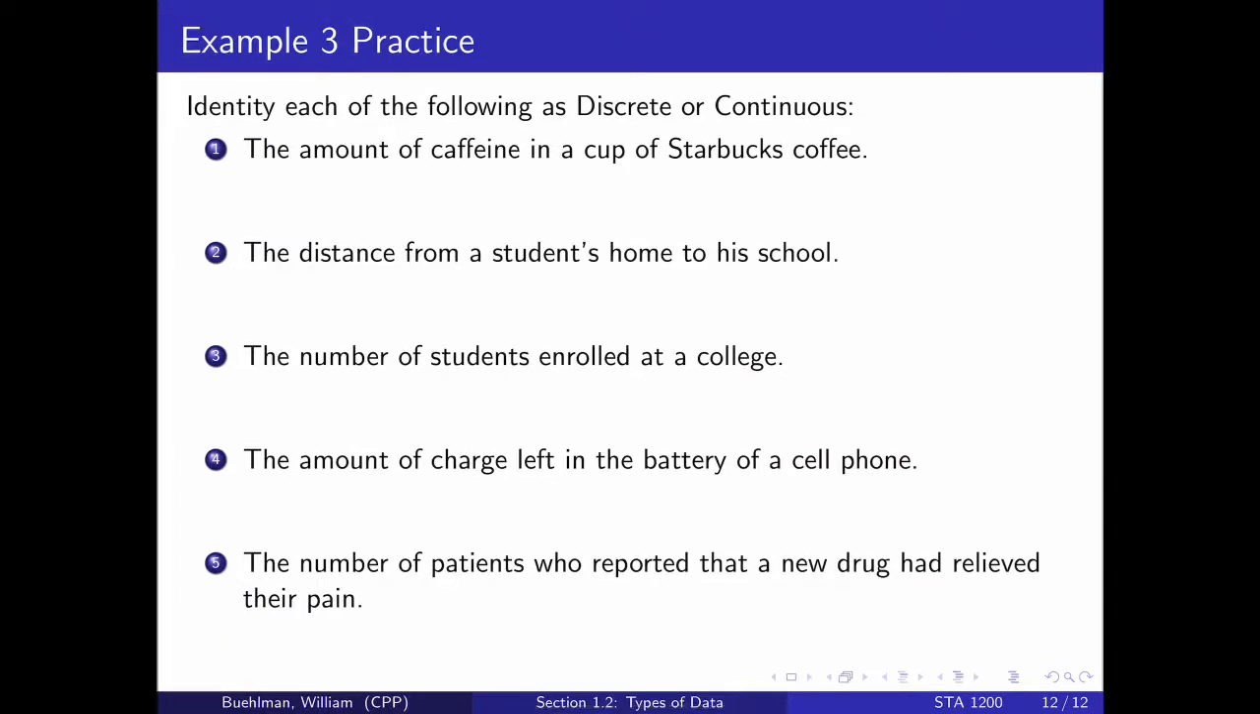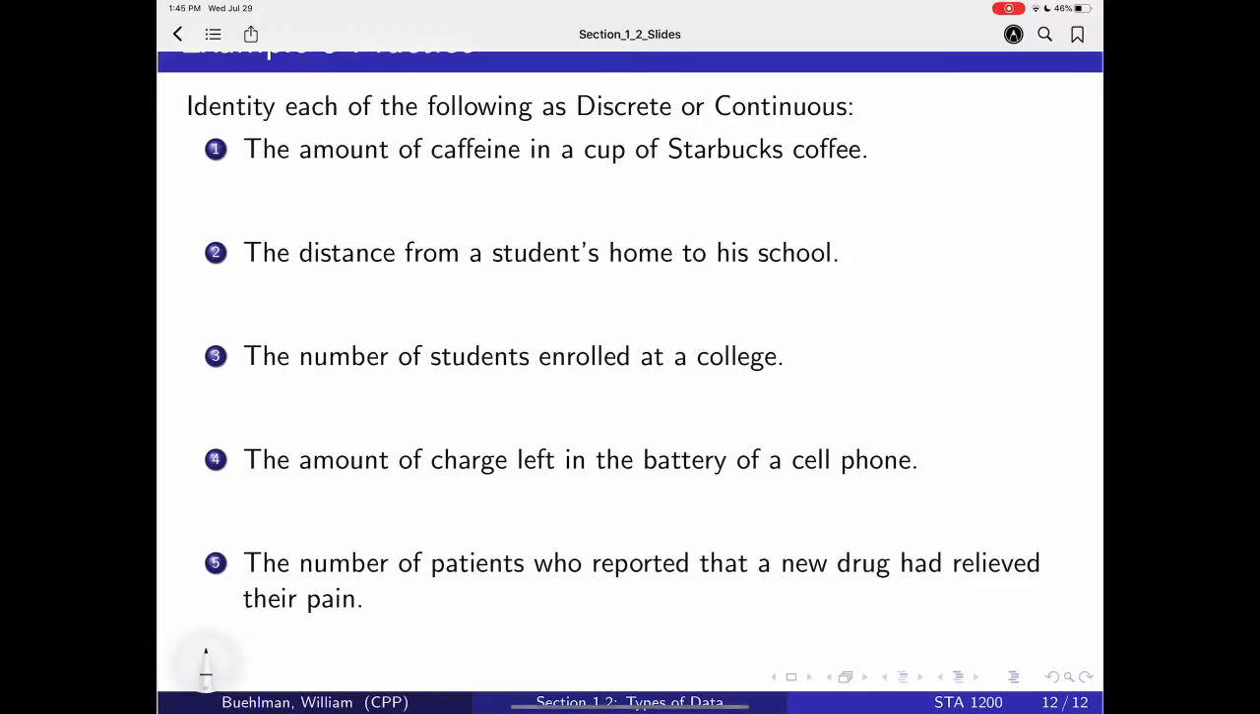Okay, again, we have a practice now. This is example 3 practice. What you're going to do here is pause the video again as normal, decide whether each of these is discrete or continuous, and then come back and listen to the answers. Okay, so the answers are starting in 3, 2, 1.